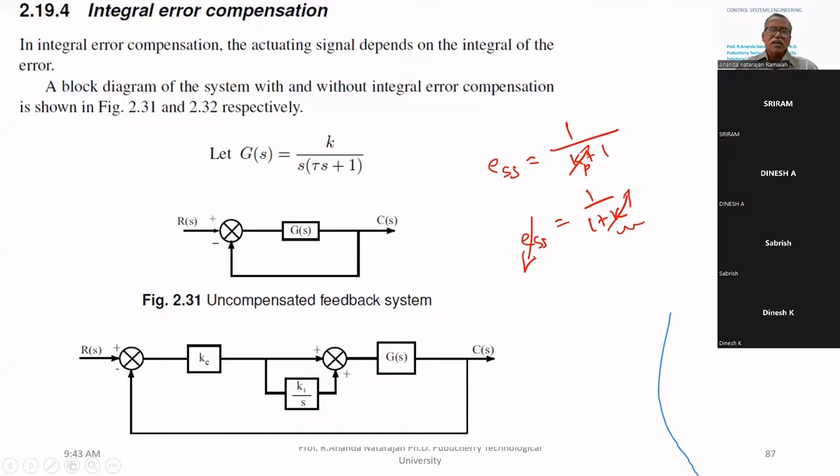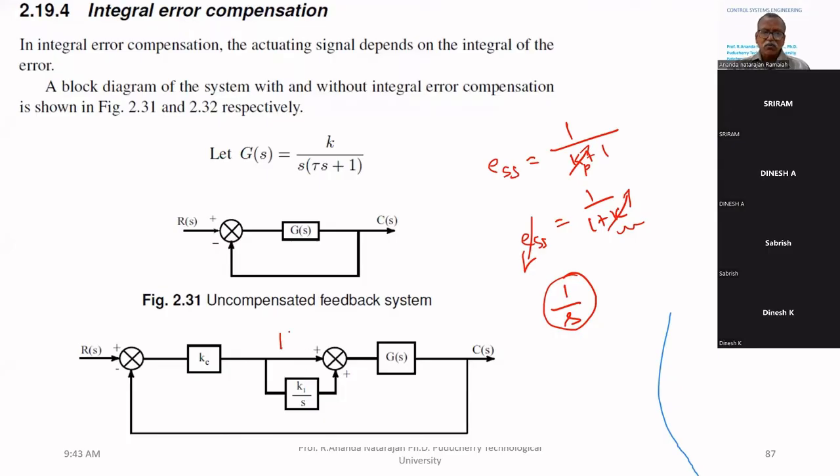Therefore, the alternate way of removing steady state error is introducing an integrator. Already we have seen that if we introduce an integrator 1 by s in the forward path, it will remove steady state error.